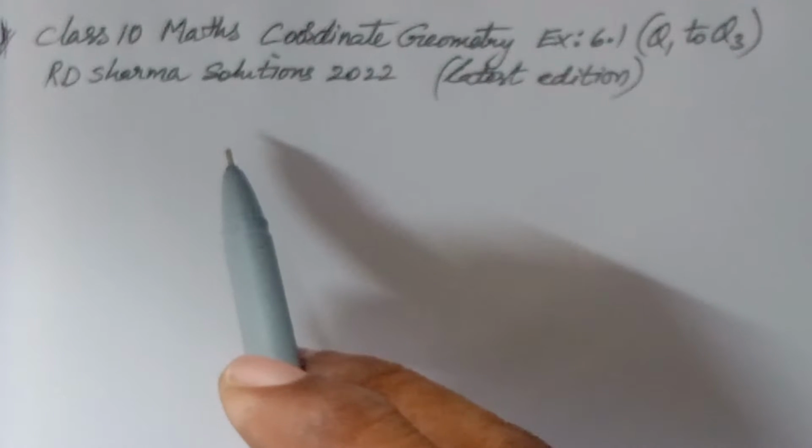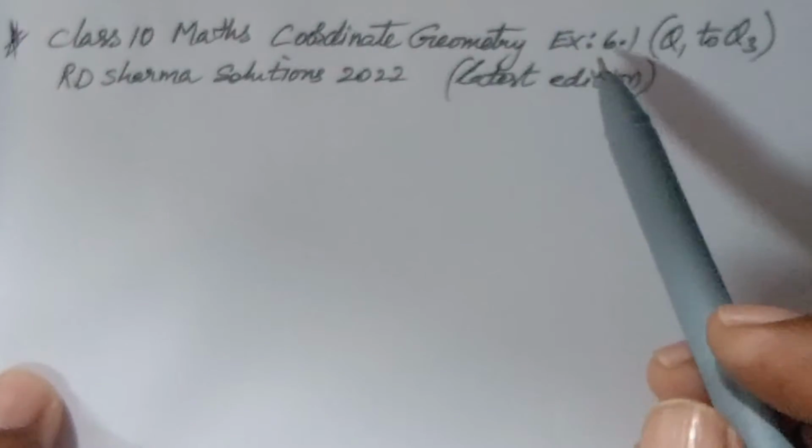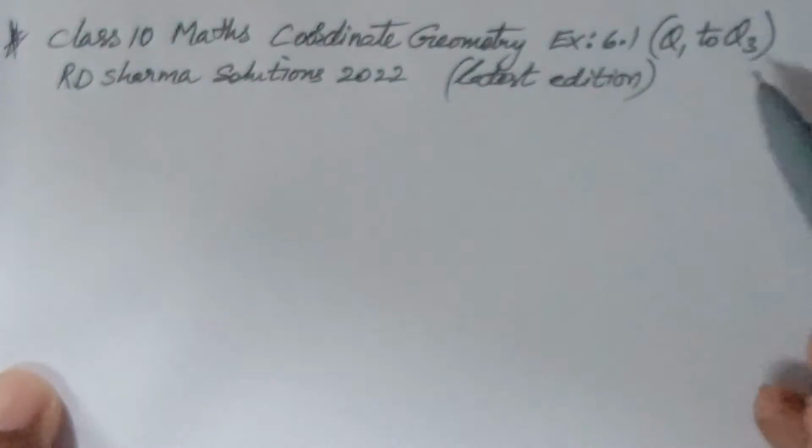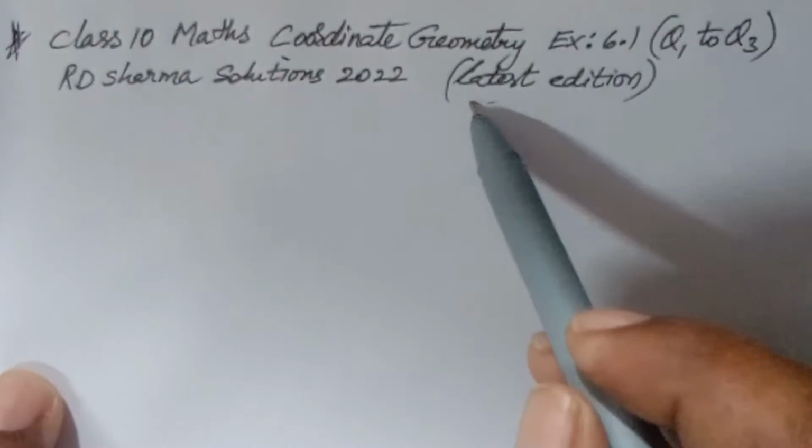So here today we are going to see class 10 maths coordinate geometry exercise 6.1 question numbers 1, 2, 3, RD Sharma solutions 2022, from the latest edition.